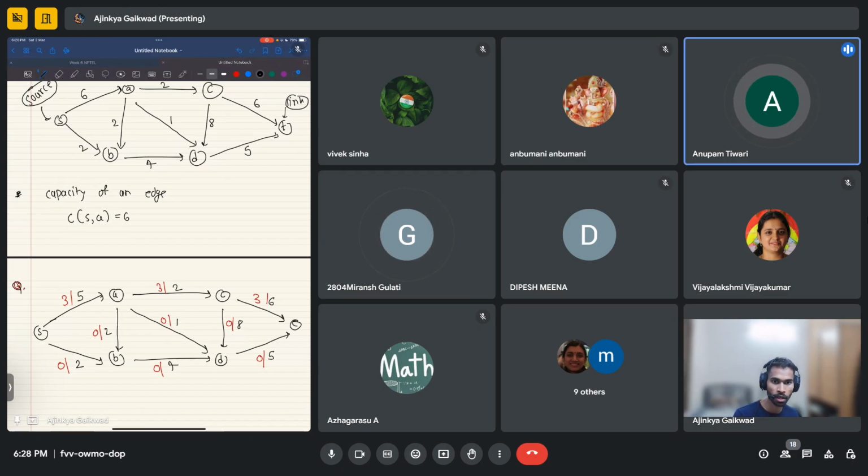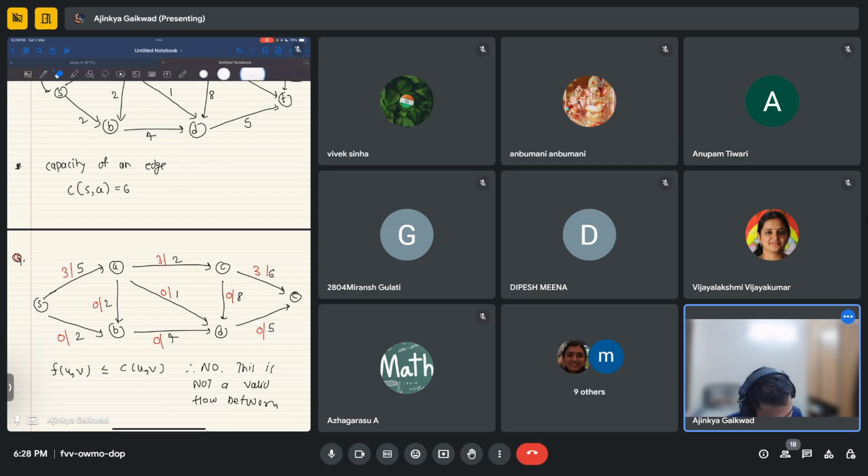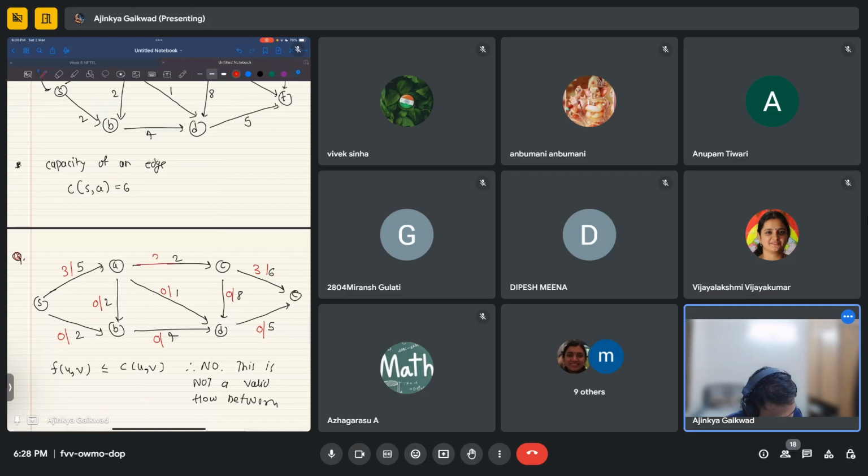Yeah, this is not valid because on A and C you have given three, but the capacity is two. Exactly, right. So the first property of a flow network is that the flow on any edge u to v should be at most its capacity. So the answer is no. This is not a valid flow network, right? So this red part here must have been at most two. So let's say two. Okay.